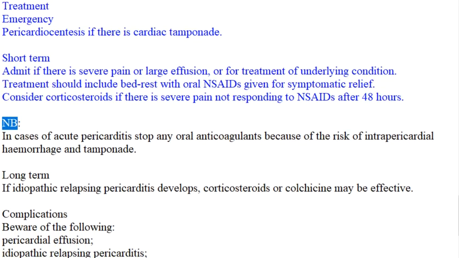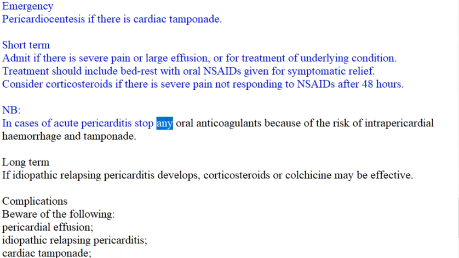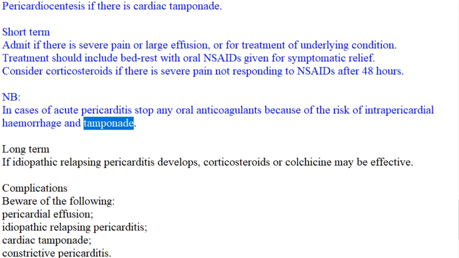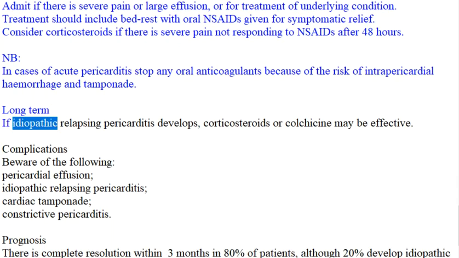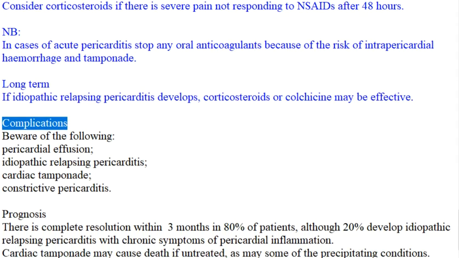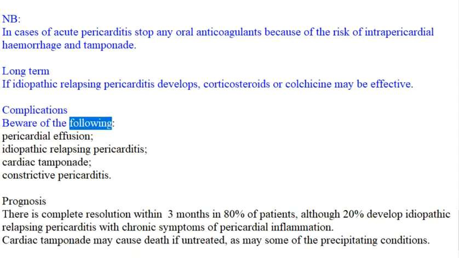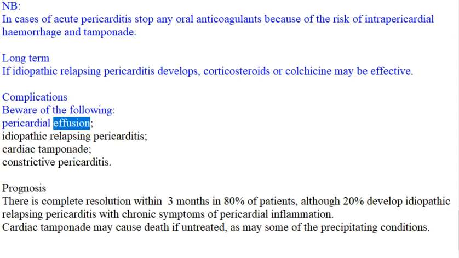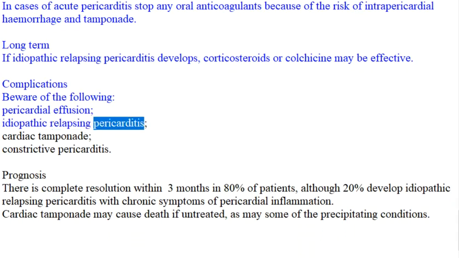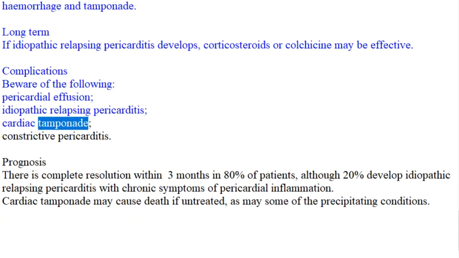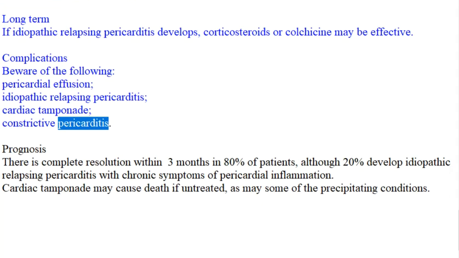NB. In cases of acute pericarditis, stop any oral anticoagulants because of the risk of intrapericardial hemorrhage and tamponade. Long-term: if idiopathic relapsing pericarditis develops, corticosteroids or colchicine may be effective. Complications. Beware of the following: pericardial effusion, idiopathic relapsing pericarditis, cardiac tamponade, constrictive pericarditis.